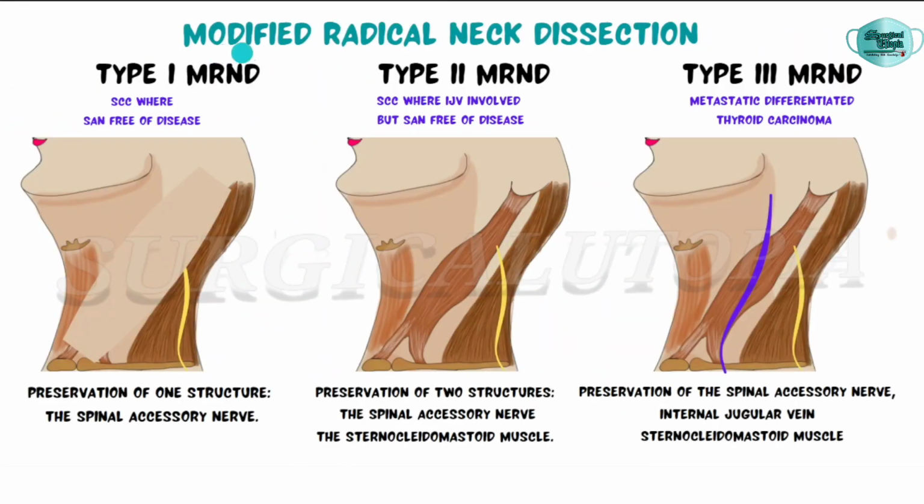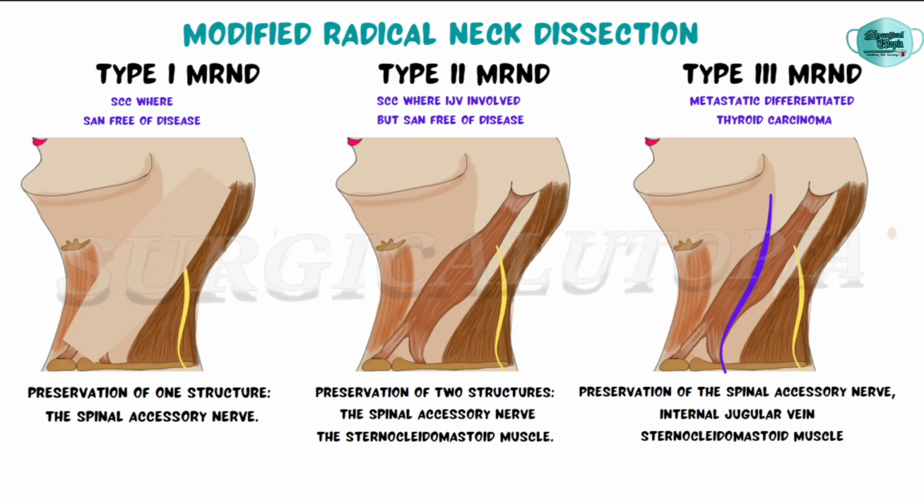Then coming to the modified radical neck dissection, the modified radical neck dissection is further classified into type 1, type 2 and type 3. The type 1 includes the removal of lymph nodes in levels 1, 2, 3, 4 and 5. Sternocleidomastoid muscle will be removed, submandibular gland will be removed and internal jugular vein will be removed. But the spinal accessory nerve will be preserved, and it is indicated in diseases with neck involvement for squamous cell carcinoma where the spinal accessory nerve is free of disease, so there is no involvement of the spinal accessory nerve.